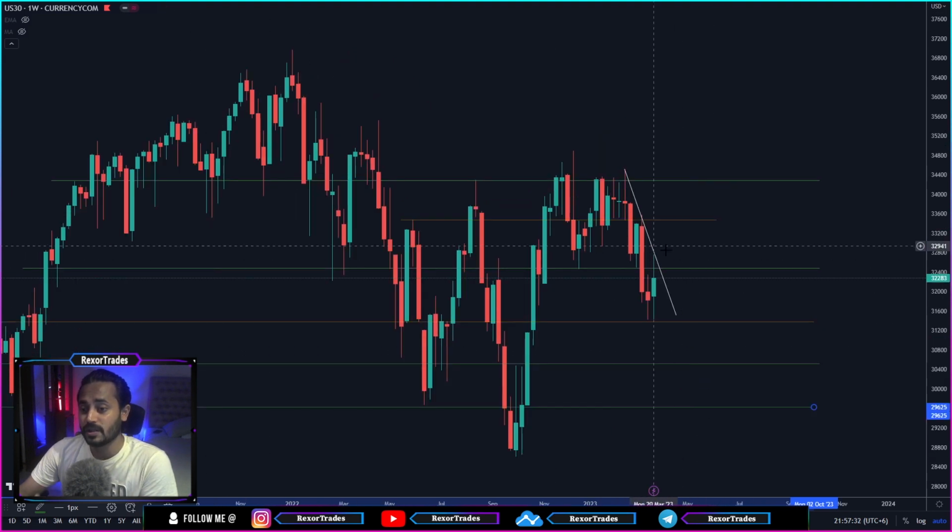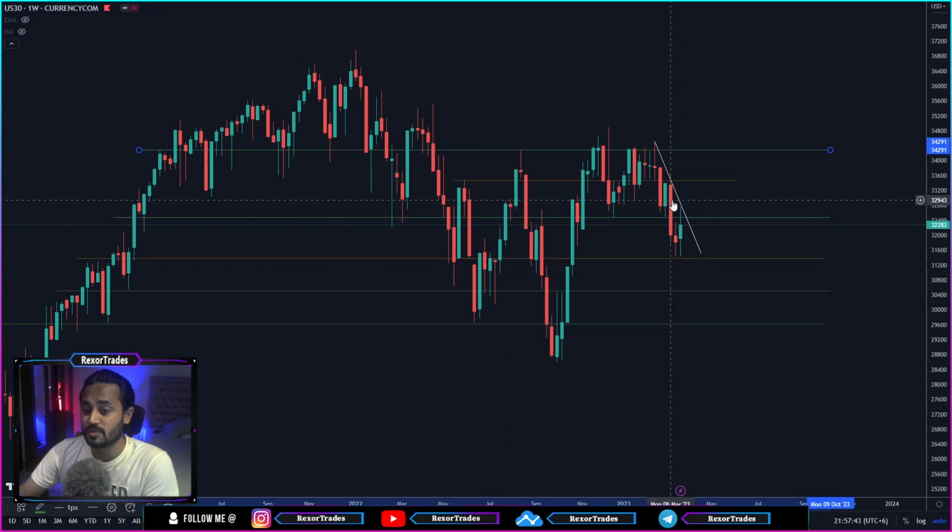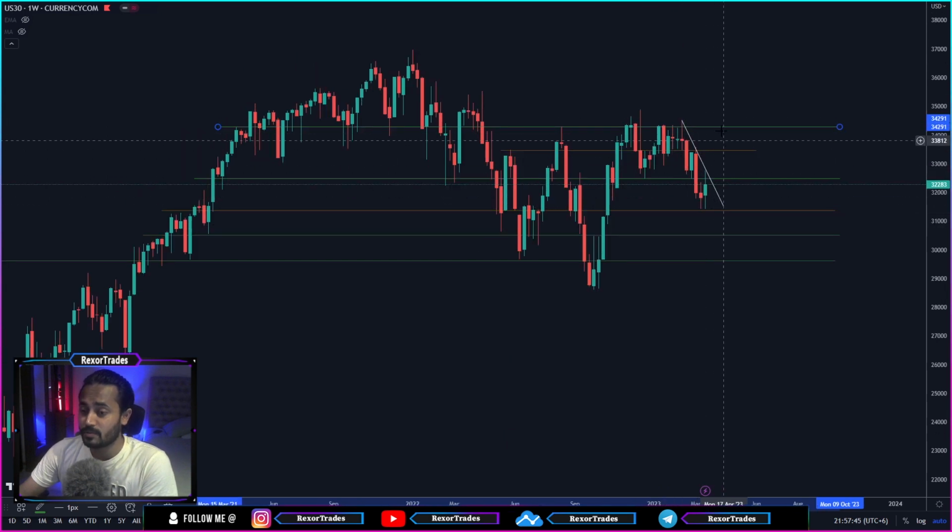And if US30 does make a breakout of this downtrend line and also this previous week's high over here with further bullish momentum, then these are the two next key levels where we expect US30 to continue pushing up to, making a breakout of this downtrend move over here.